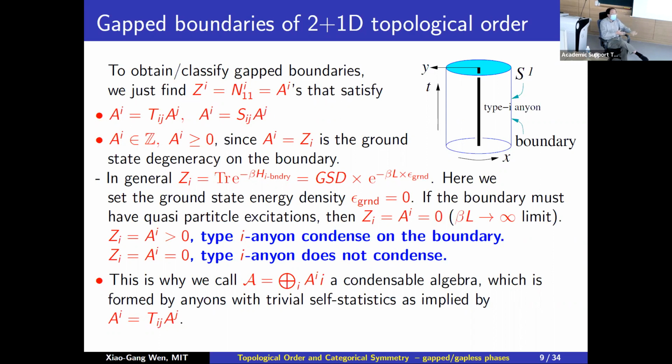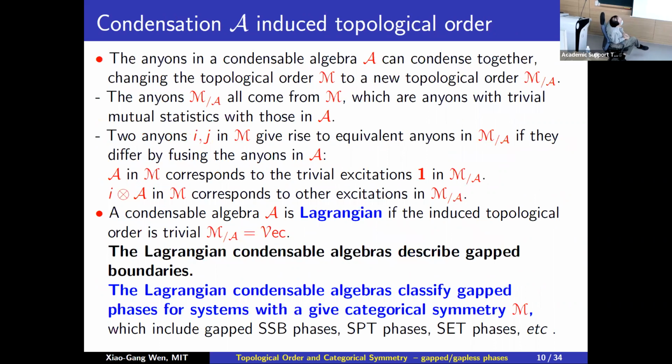The pattern of anyon condensation on the boundary is really a pattern of categorical symmetry breaking, just using Landau's picture. Condensation breaks symmetry spontaneously, so anyon condensation also breaks categorical symmetry spontaneously. So that is the picture here.